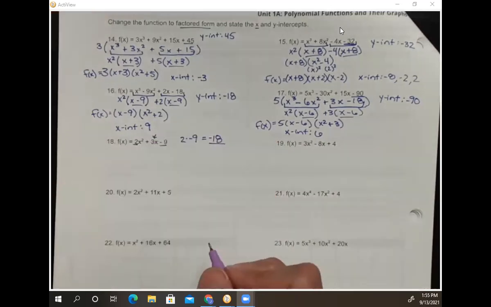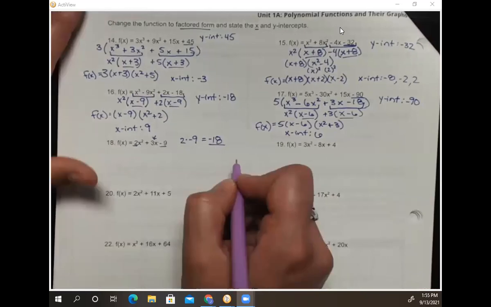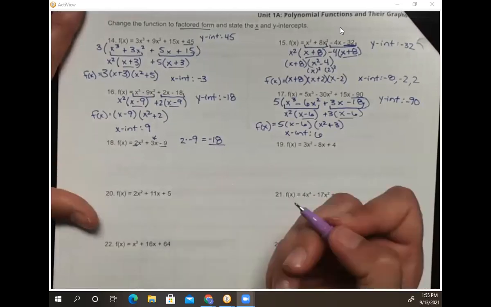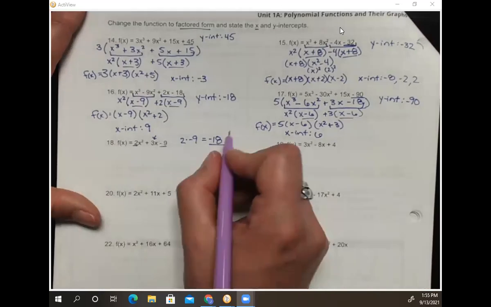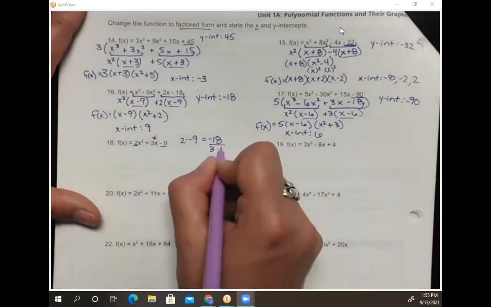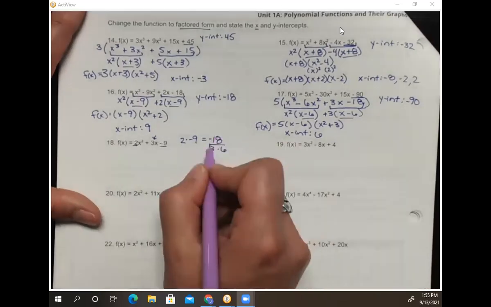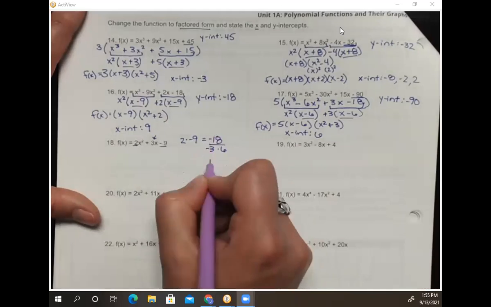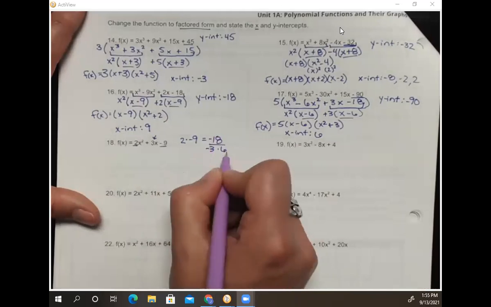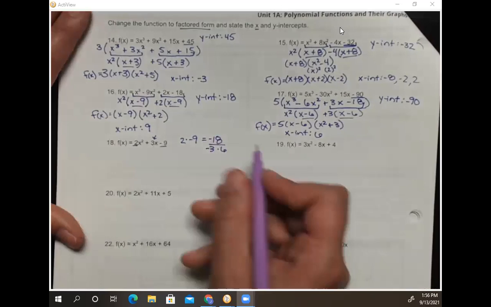You may need to make a list here, 1 times what, 2 times what, 3 times what, until you find the factors that you need. We're going to want 3 times 6. And again, to get a negative, that means one of my factors needs to be negative. If the 3 is negative, then when I add these, I would get positive 3. So these are the factors I want.